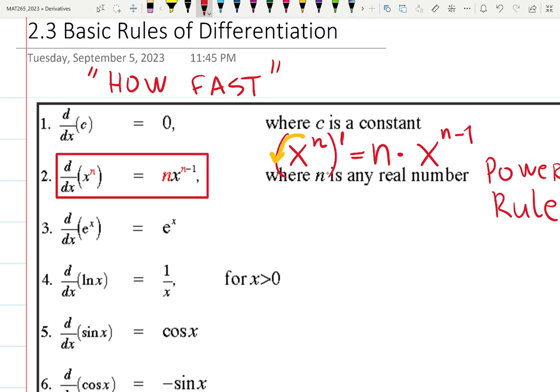e to the x has an amazing story. The derivative of e to the x is e to the x. e to the x prime, guess what, is e to the x. So this is a cool idea.